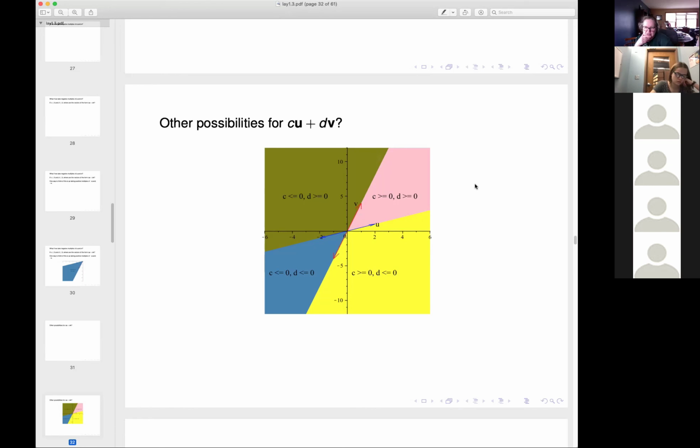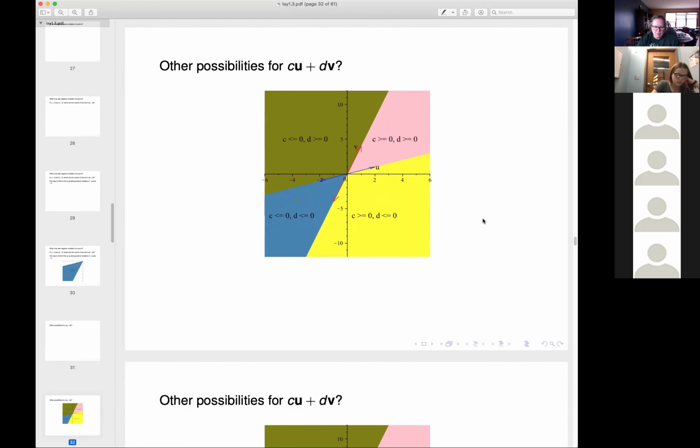So the net result of this is that u and v are, in a sense, representative of all vectors in R2, or all vectors in the plane, because I can generate any vector in R2 by taking a multiple of u and a multiple of v and adding them together. Does that make sense? I got one thumbs up there, at least one.